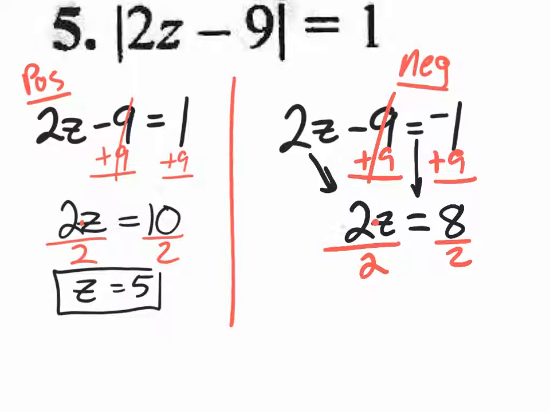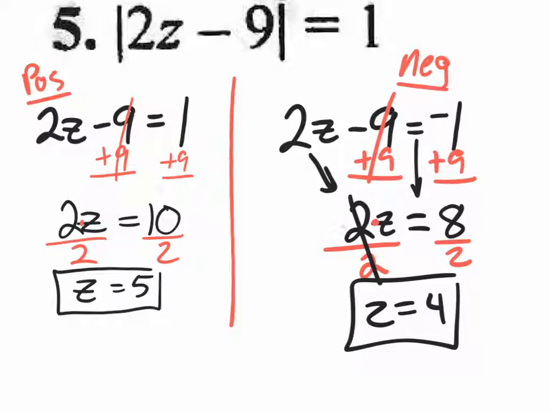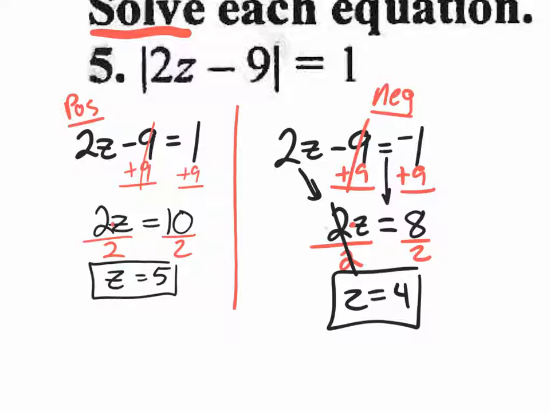And when you do to one side, you do to the other side to maintain the balance. Z equals 4. Ladies and gentlemen, those are our 2 answers for number 5. If I finished the quiz early or finished the homework and you have some extra time, you could always check your answer by taking the 5 and plugging it in.